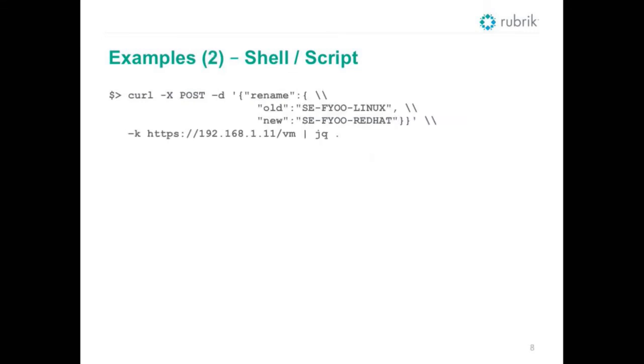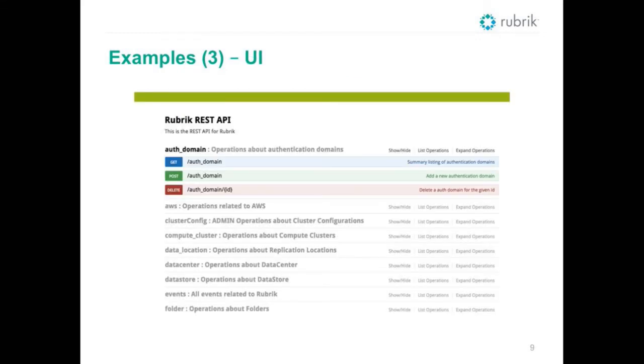Another example might be, I want to rename my virtual machine from se-fu-linux to se-fu-red hat. I can construct a command that allows you to simply plug in a JSON string into it and give it the direct HTTPS address, and now get an output saying a status is 0, which usually means, hey, I've been successful, I've been able to rename the virtual machine. And it also gives me the result of the new virtual machine name, which in this case is se-fu-red hat.